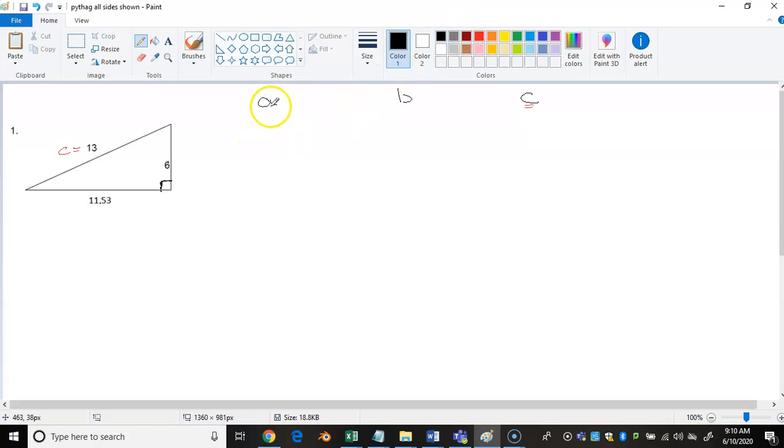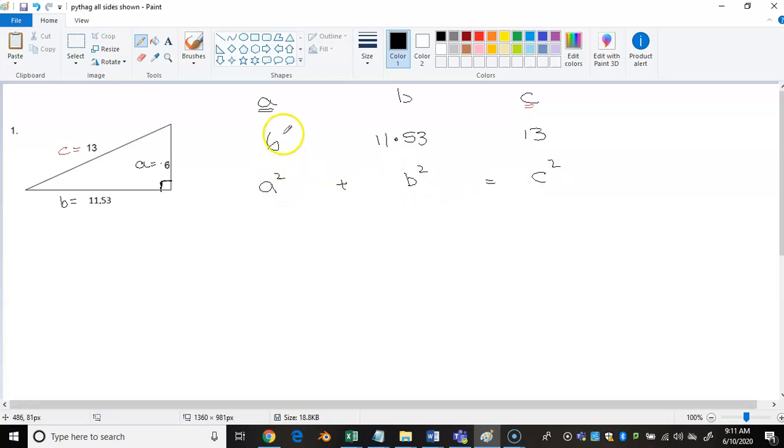Okay, so let's have a look here at the values. Which one am I going to call A? Let's pick this one can be A or this one can be A, doesn't matter. But I'll call this one A because I started there, and so A is 6. B is the other one, which is 11.53. And you'll have to excuse the odd numbers here, but that's just the way it is. And C is 13. All right, now we're going to test whether A squared plus B squared equals C squared.